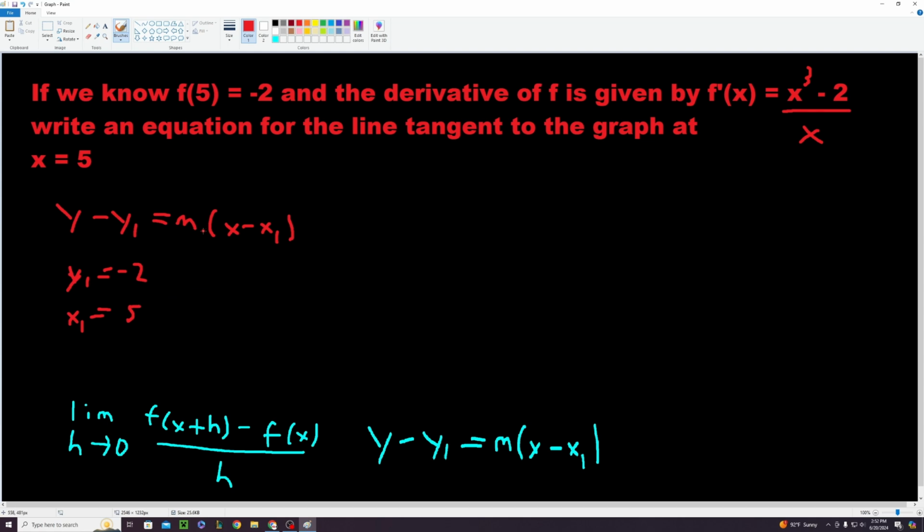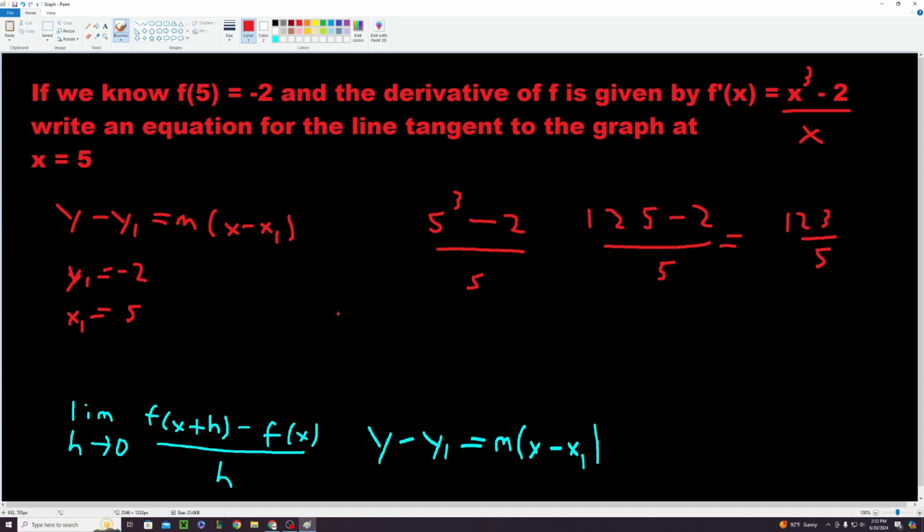Now we just have to figure out the m. And they give us the formula to figure out m right here, the f prime of x formula. So we do 5 cubed, because we plug in 5 for x, and it's asking at the point x equals 5. 5 cubed minus 2 all over 5. 5 cubed is 125, minus 2, all over 5, and you get 123 over 5.